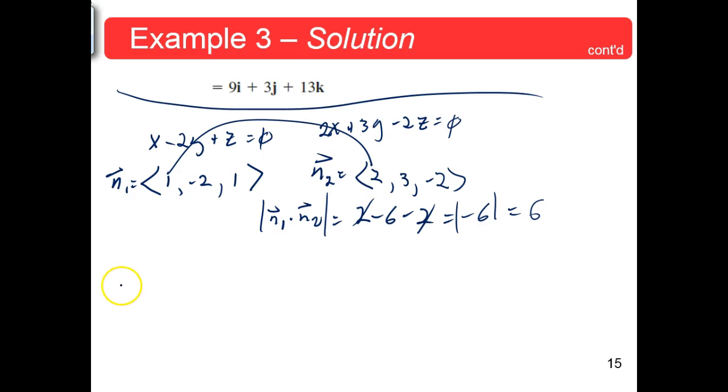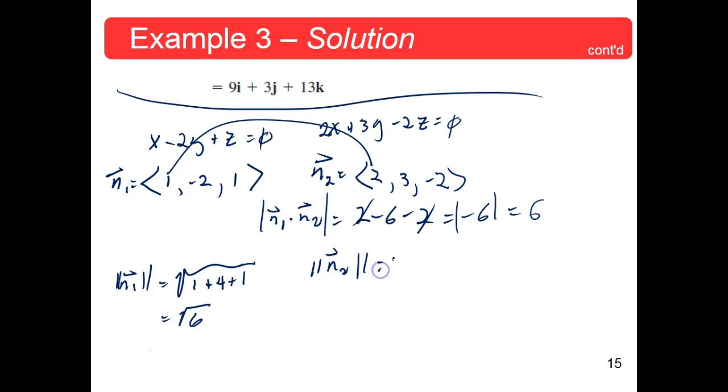One part of the denominator is the magnitude of N1, which would be the square root of 1 squared plus negative 2 squared plus 1 squared. Square root of 6. Magnitude of N2. I keep forgetting my vector symbol. The square root of 4 plus 9 plus 4. And that would be the square root of what? 17.